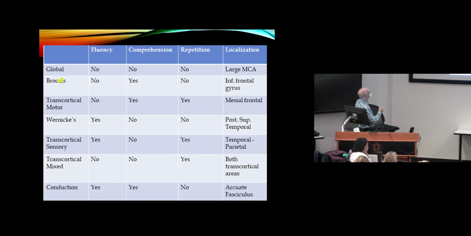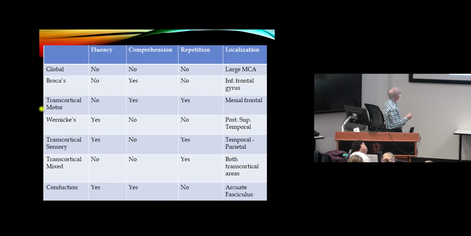In a Broca's aphasia, remember this is a non-fluent aphasia, but Wernicke's is intact, so they can understand. But the arcuate fasciculus that wants to get into Broca's area, since Broca's area is damaged, they can't repeat sentences. So the lesion is in the inferior frontal gyrus.